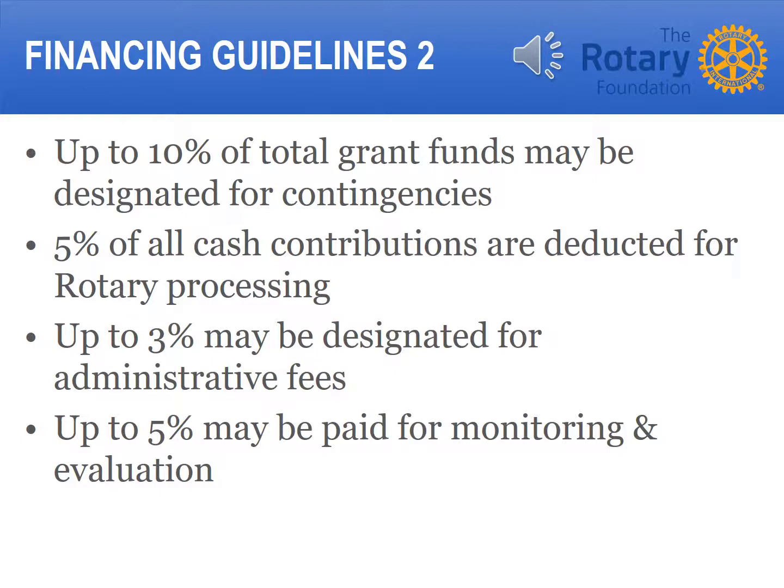There's a few other things you might like to remember about financing. First, up to 10% of your total grant funds may be designated for contingencies. Up to 3% may be designated for administrative fees, and up to 5% may be designated for monitoring and evaluation. But most importantly, remember, 5% of all cash donations are deducted for Rotary processing and operating fees, so plan for 5% more than what you think you're going to need.